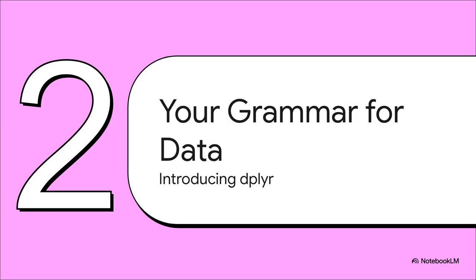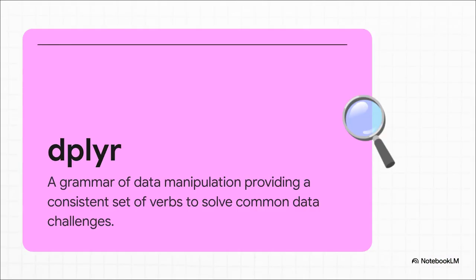Well, there is. This is where we introduce our hero, dplyr. It's a package specifically designed to make data manipulation in R feel less like writing confusing code and a lot more like having a simple conversation with your data. And here's the core idea that makes dplyr so revolutionary. Don't think of it as just a bunch of random functions. Instead, think of it as a language, a grammar for manipulating data. It gives you this small, consistent set of verbs, and with them, you can clearly tell your data exactly what you want it to do.